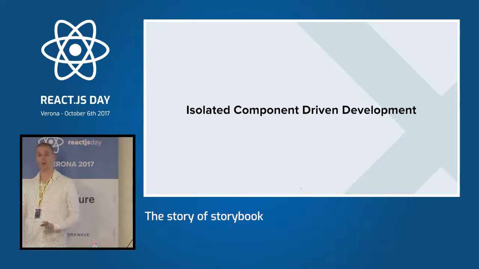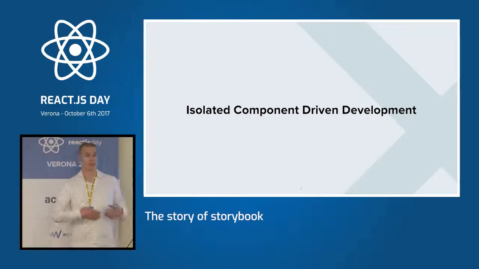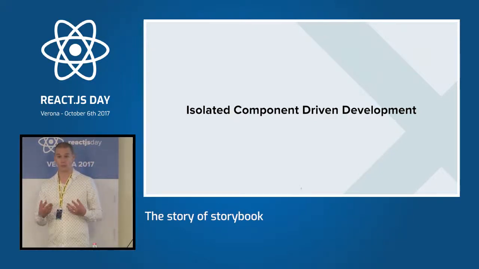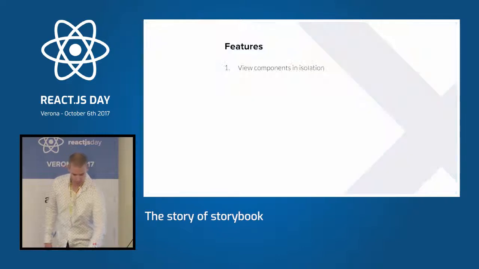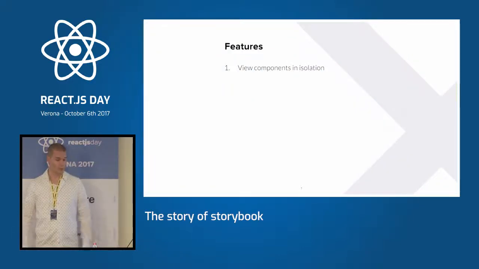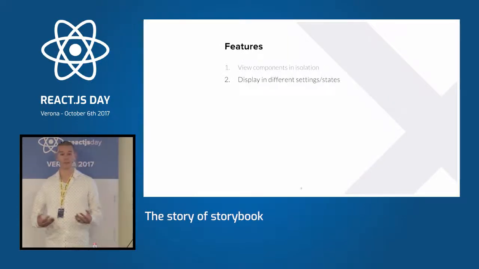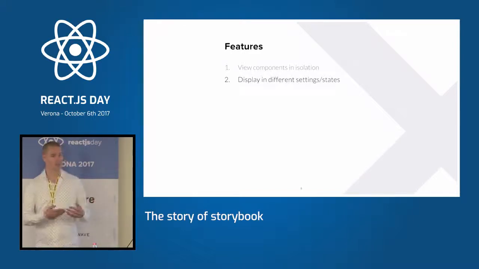It takes a look at all your components and it displays them one by one in complete isolation. And it does so in an iframe because that's, in HTML terms or web terms, really the only place where true isolation happens. So first feature of Storybook is viewing components in isolation, so outside of any other components of your app. Second feature, displaying that component in a variety of states, in a variety of different settings, different props in React terms.